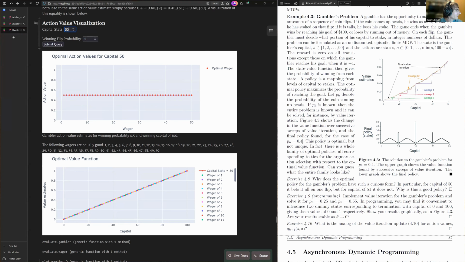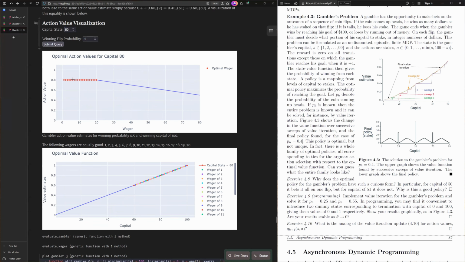If I change this to like 80, let's say. Now, that's interesting. Yeah, so if we have a capital of 80, according to this, if we bet higher, well, obviously, okay.